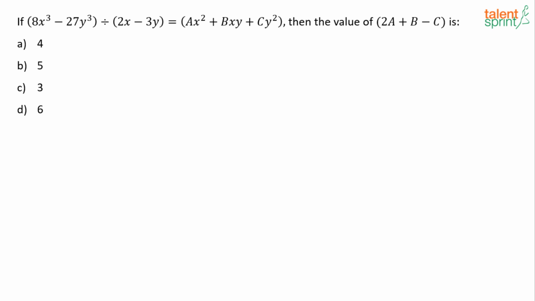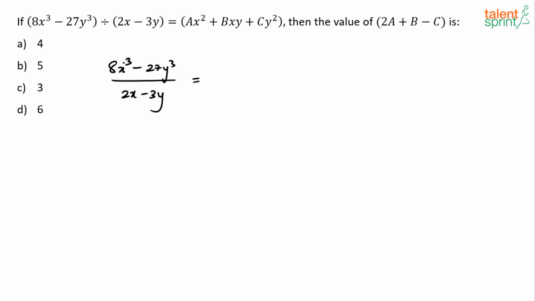See what it says. 8x cube minus 27y cube divided by 2x minus 3y equals ax squared plus bxy plus cy squared. Then what is the value of 2a plus b minus c? It all lies in the observation, right? If you look at it, 8x cube minus 27y cube divided by 2x minus 3y. Now try and simplify this.